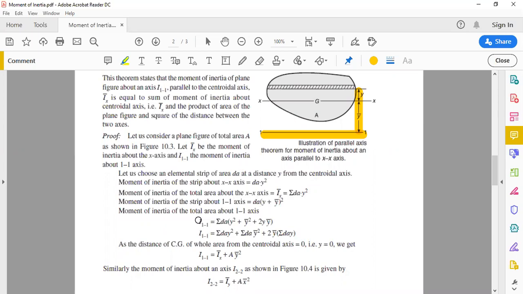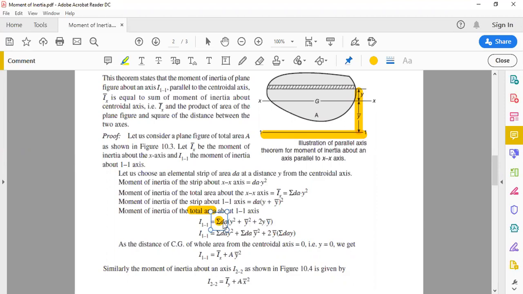We get I11 is equal to sigma dA, because it is the moment of inertia of total area. So in place of dA, I will write sigma dA, because I am calculating it for the total area. This y plus y bar the whole square, that is a plus b the whole square, is written as a square plus b square plus 2ab. So it is y square plus y bar square plus 2y into y bar.